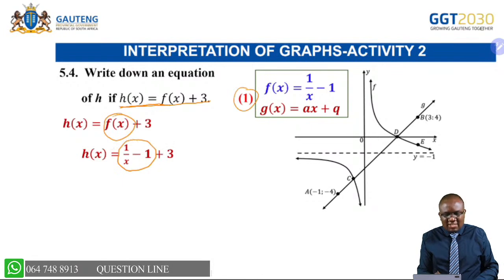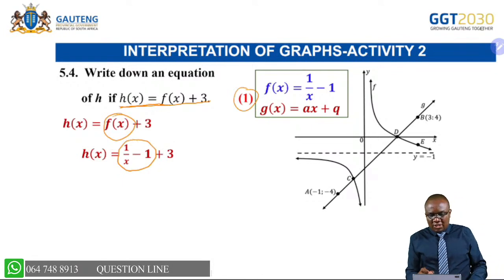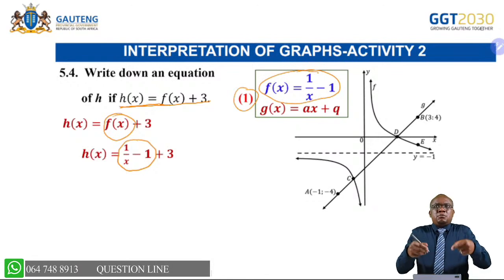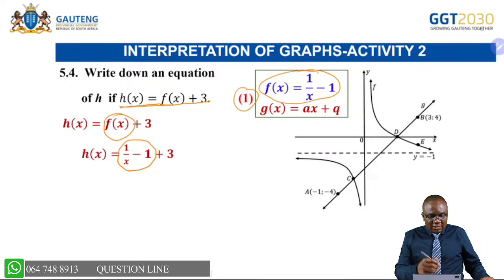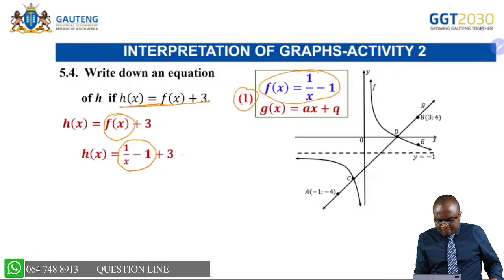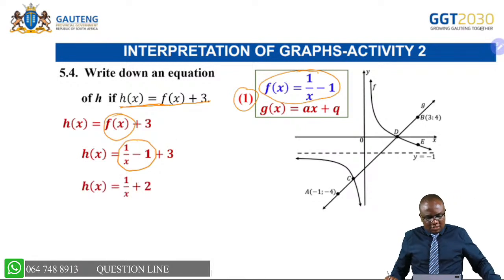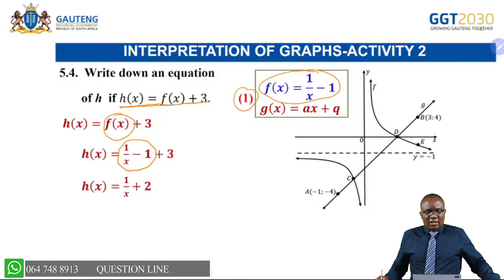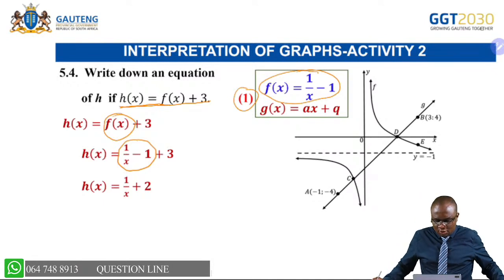We have replaced f of x with 1/x minus 1. Remember, this is our f of x. So where there's f of x, just put f of x. We've substituted. And then what do you do? Simplify that. What do you get? You get h of x equals 1/x plus 2. Done. Okay?